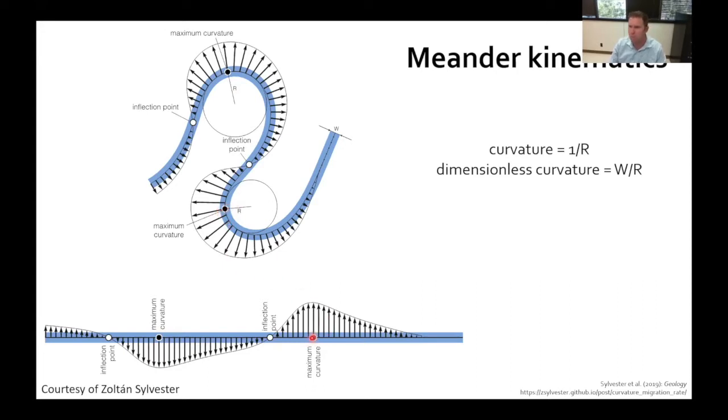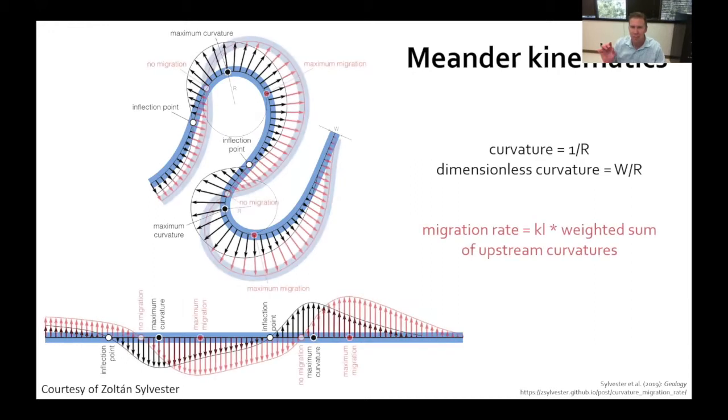Okay, but it's not as simple as the point of maximum curvature equals the point of maximum migration. There's a correlation there, but you have to take into account a phase lag between the two measurements.